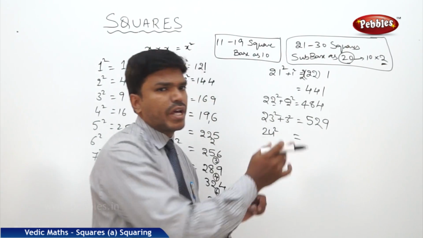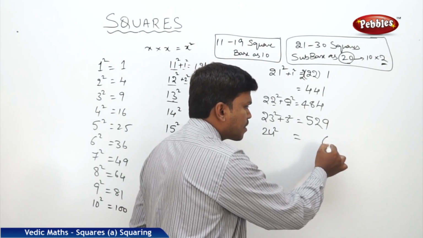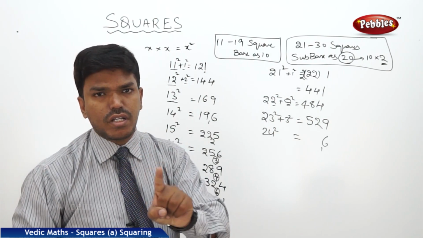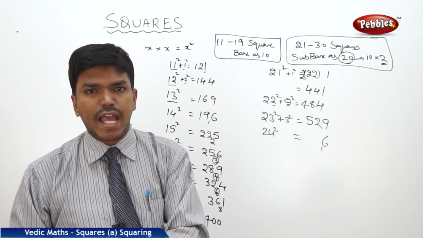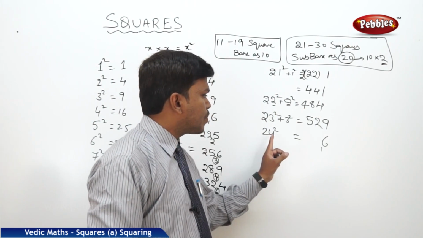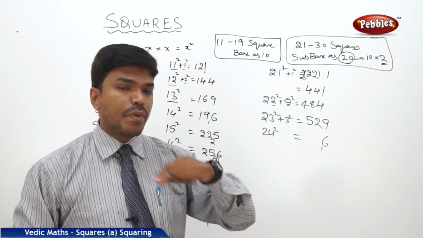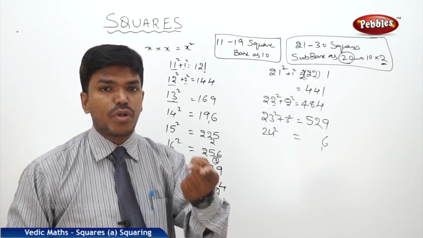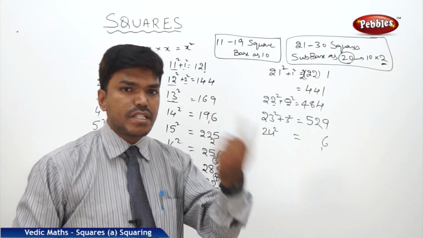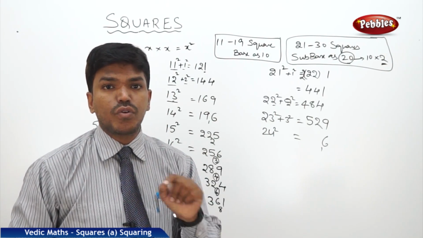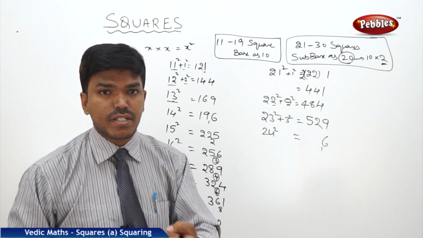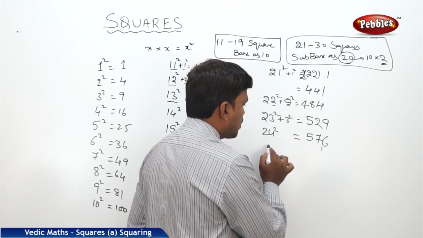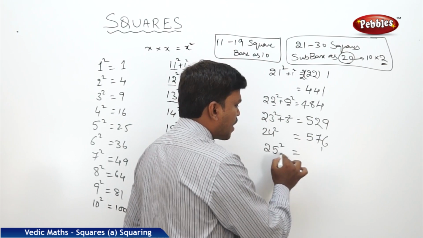So 24 square. Okay, 4 square, 16. What I said, just drop 6, 1 will be the carry. The right side part of the answer should be only one digit. If it is more than one digit, you need to carry that number. Now 24 square. 4 square is 16. Now 24 plus 4. When you compare 24 with the 20, what is the excess number you are getting? 4. So 24 plus 4 is how much? 28. What is 28 double? 56. 56 plus 1 is the carry. So 57.